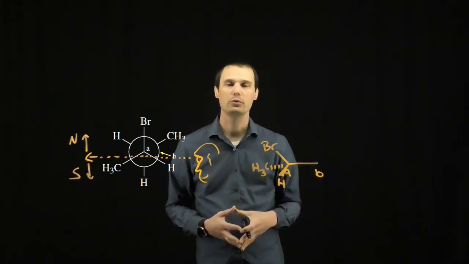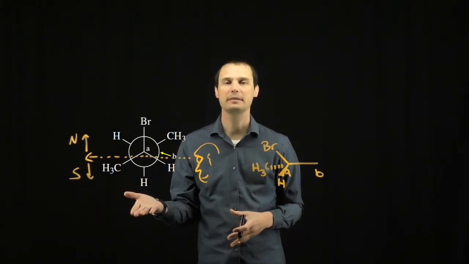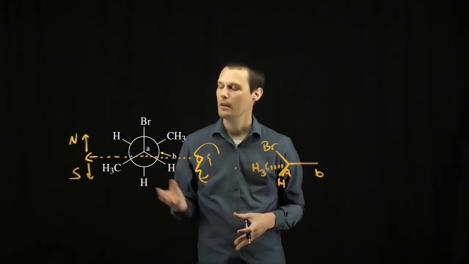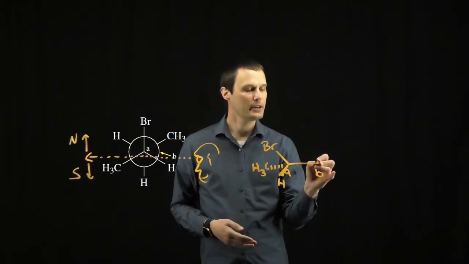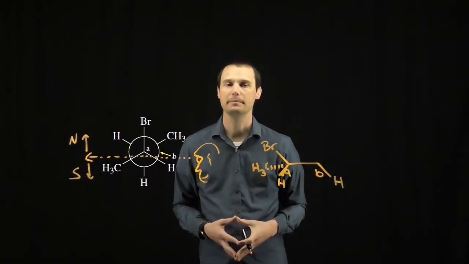Now we can add the substituents to carbon B. First thing I notice is the hydrogen on the vertical axis. That means it will be an in the plane group in our new line angle structure. The hydrogen, however, is down in the southern hemisphere and attached to carbon B. So attached to carbon B in the southern hemisphere on an in the plane bond, we'll have the hydrogen atom.